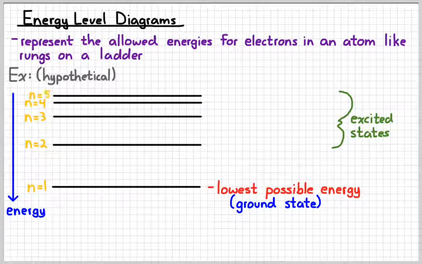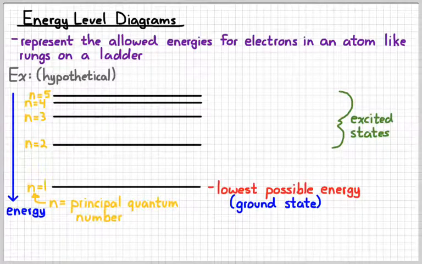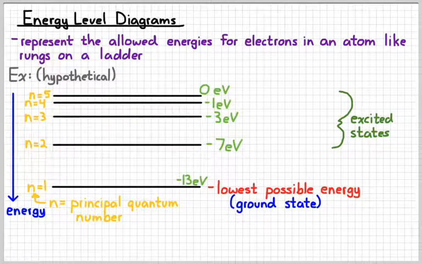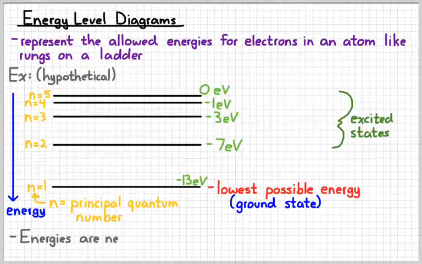We can label these starting from the ground state with integer numbers like 1, 2, 3, 4, 5. We would give these the symbol n, and n represents the principal quantum number. You may have learned about the principal quantum number in chemistry way back in the day. The highest energy level is going to be assigned an energy of 0. Here we're going to use electron volts. So this top energy level has an energy of 0 eV, and then I just made up some numbers for the ones going down. Now note that those energies are negative.